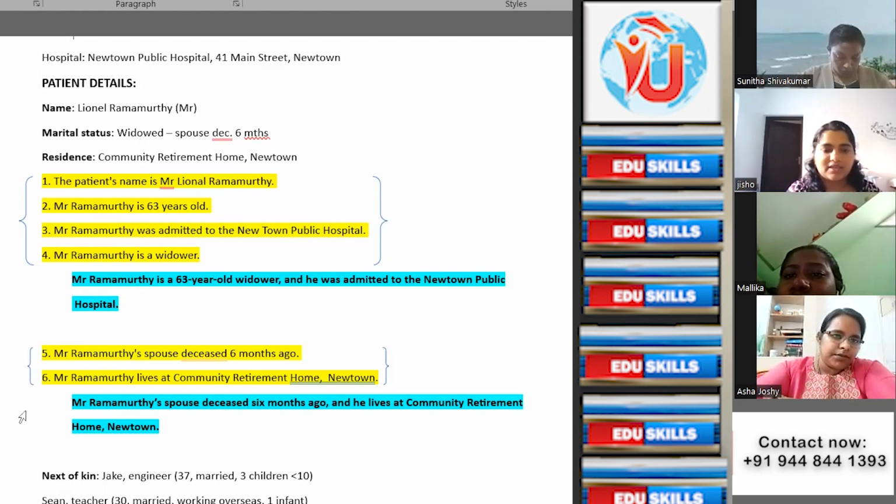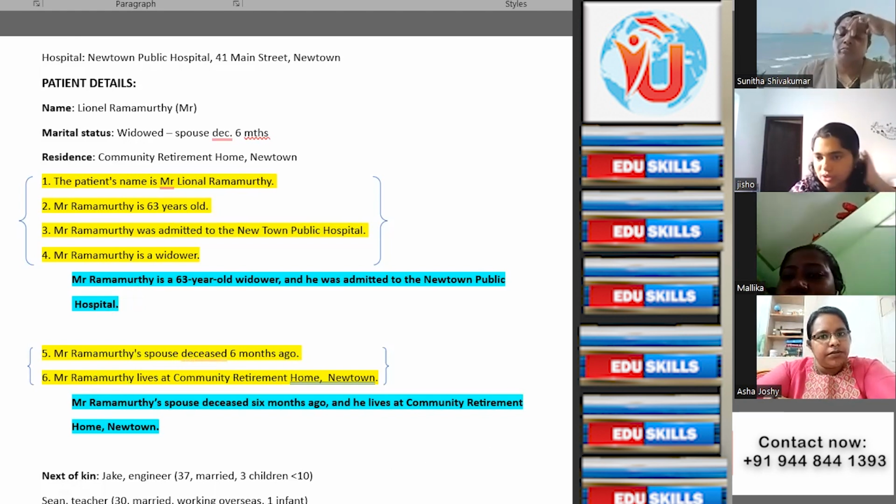Next, another point is Mr. Ramamurthy's spouse deceased 6 months ago. Mr. Ramamurthy lives at a community retirement home, Newtown. So again, it will come like this: Mr. Ramamurthy's spouse deceased 6 months ago and he lives at a community retirement home, Newtown.